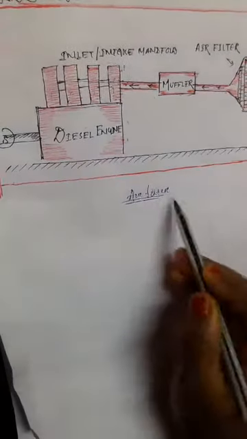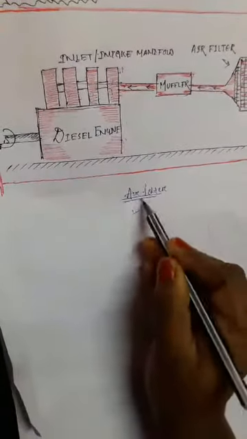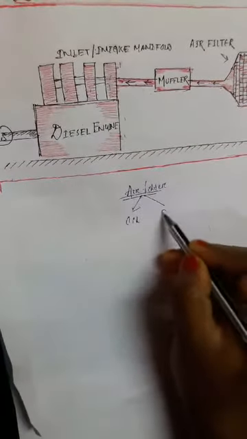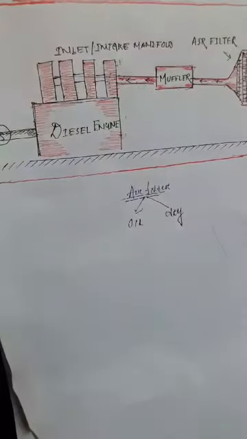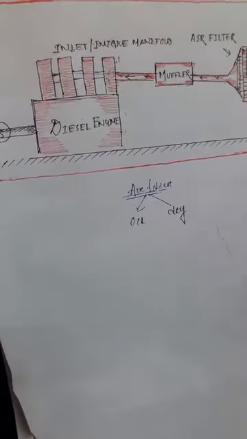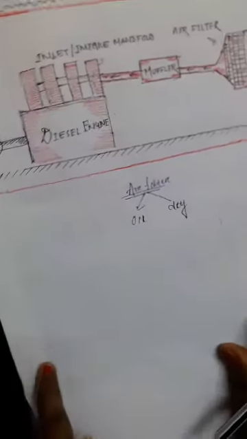Generally, there are two types of filters used here. The first one is the oil filter, and the second one is the dry filter. See here, one is the oil filter, and the next one is the dry filter. What is the basic function of the oil filter?